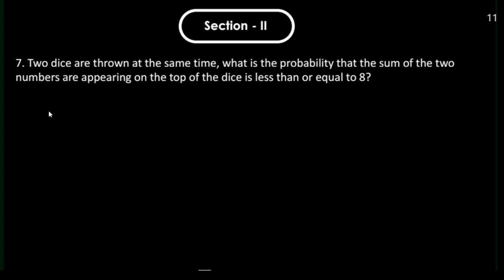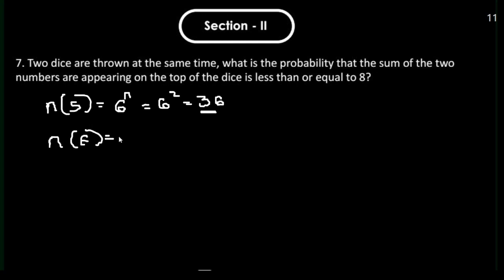If we throw them, how many outcomes can we get? Total number of outcomes is 6 to the power n, right? Here n is the number of dice, so that is 2. So that is 6 square. Total number of outcomes is 6 into 6, that is 36. Fine. But favorable outcomes we need to find. How can we find it?